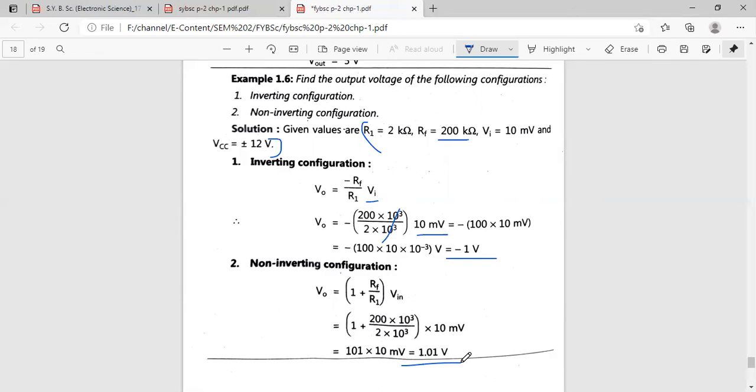So this is all about your numerical problems based on the operational amplifier, configuration of operational amplifier, feedback fraction and related things. With this, we have completed chapter number 1 from paper number 2 of FYBSc Electronic Science, that is Analog and Digital Device Application. We will start the next chapter in the next lecture.